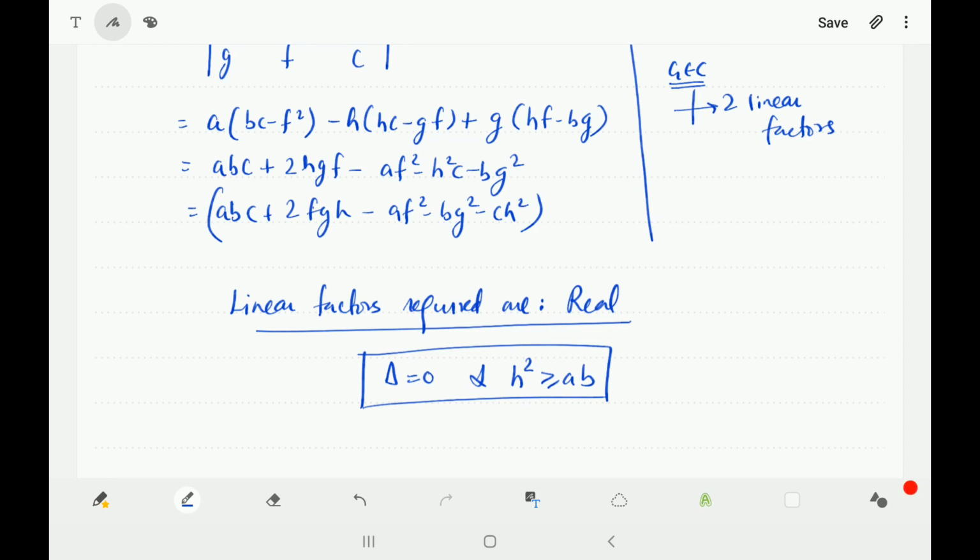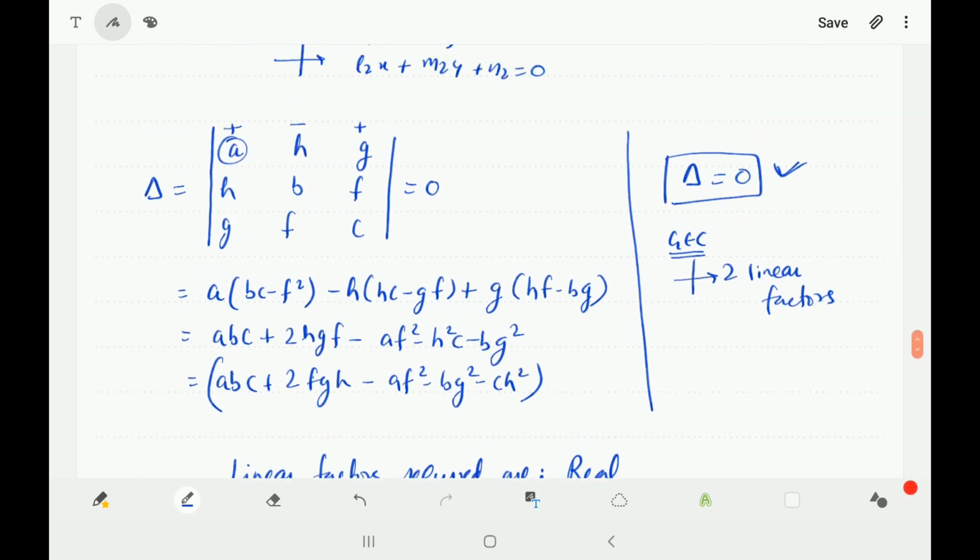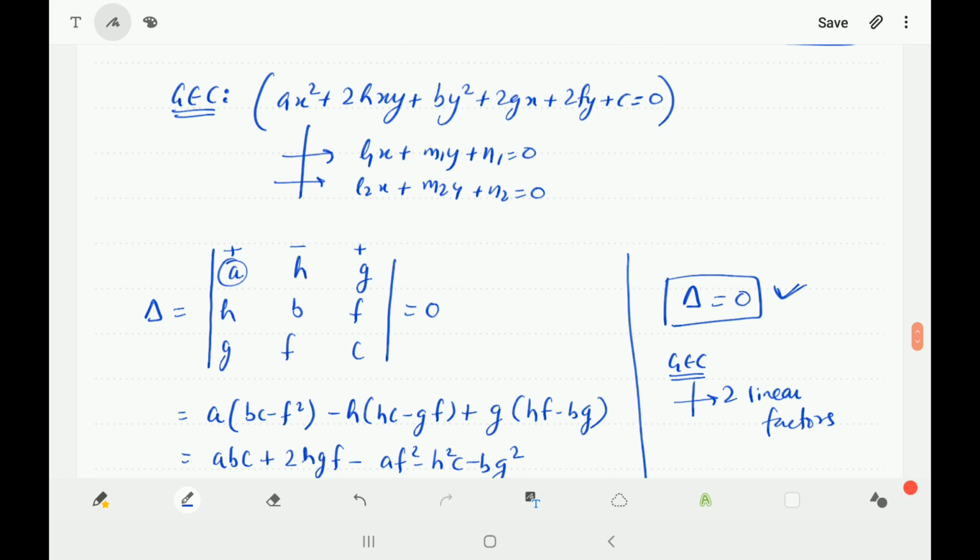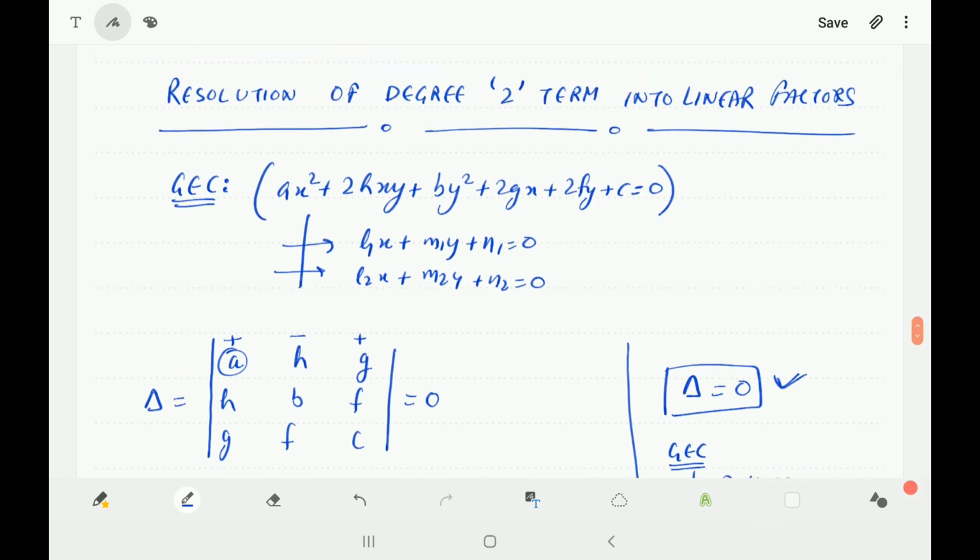Okay, this will be discussed in detail in conic section. So if you face any problem related to resolution of a degree 2 term into linear factors, directly use these results.